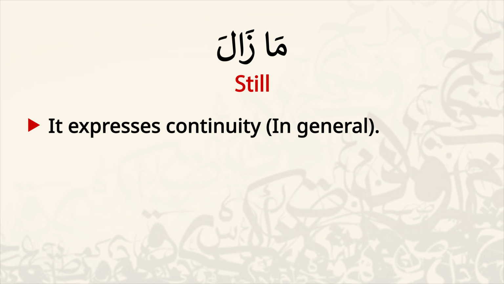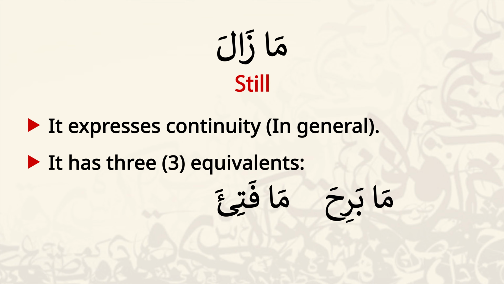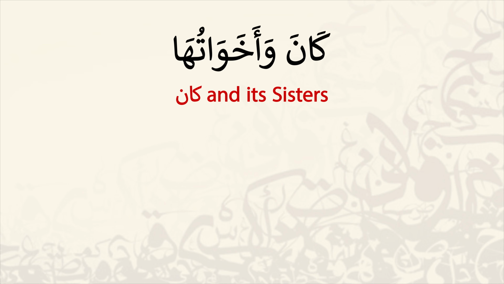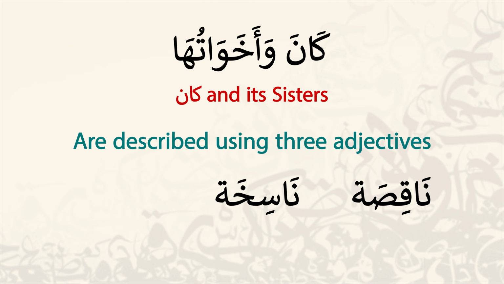This verb has 3 equivalents that express the same meaning. ما برح, ما فتئ, and ما انفك. All of them express continuity and all of them are sisters of كان. So this group of verbs كان وأخواتها is described using 3 adjectives: ناقصة, ناسخة, and متصرفة. Let's have them one by one.